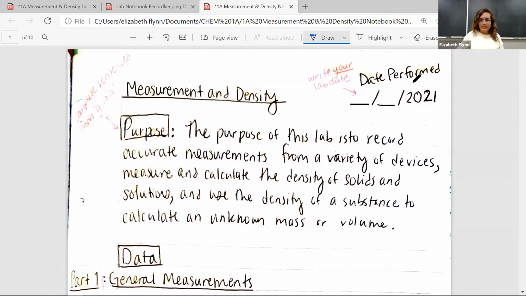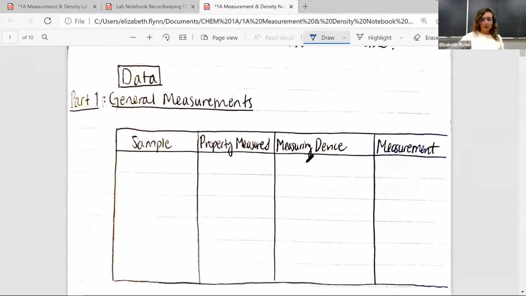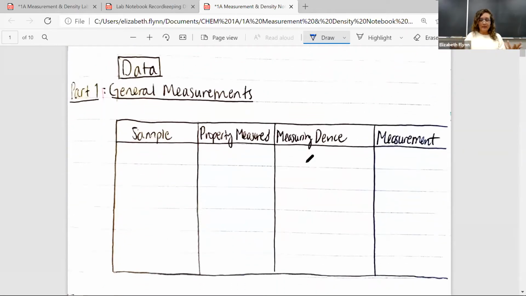So you're always going to write the date, write the title and the purpose. And for this one, you're literally just copying the template exactly for this lab, okay? So you're literally copying the purpose and the data tables. So for part one, this is what I'm going to be writing in, just like you'll be writing in your lab notebook. All right, so let's begin.